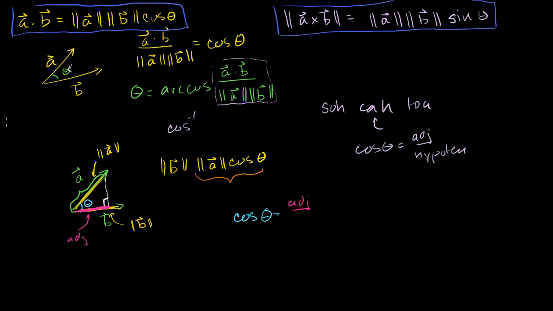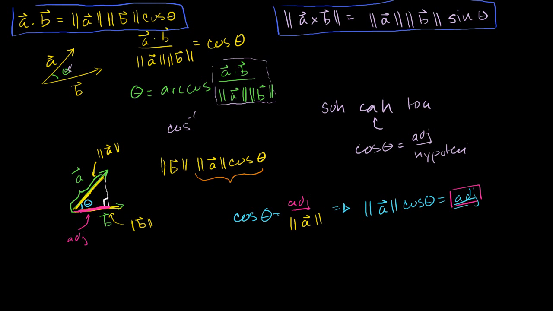But what is the hypotenuse? It is the length of vector A. That's my hypotenuse right there. So my hypotenuse is the length of vector A. And so if I multiply both sides by the length of vector A, I get the length of vector A times the cosine of theta is equal to the adjacent side.